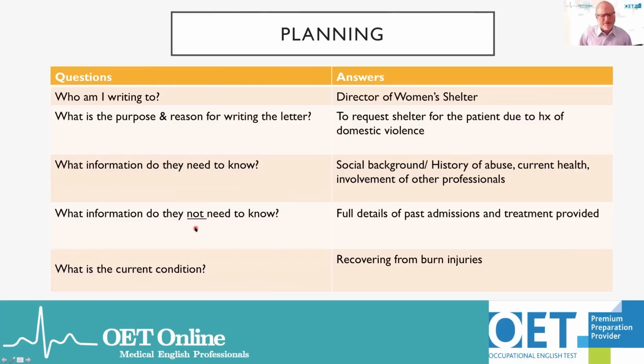What information does this director of the women's shelter not need to know? Well, there are a lot of medical details, as we just saw before, of the earlier admissions. That medical information should really be summarised and not included, because the director you're writing to is not going to act on that treatment. They're not going to take over the care. They're going to provide shelter. So you're really giving them the information they need of the case so they can provide shelter for Ashley and her son.